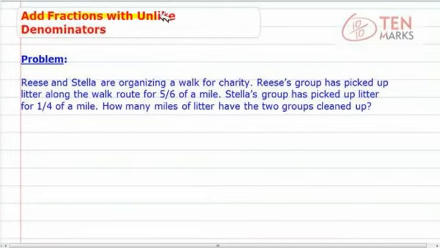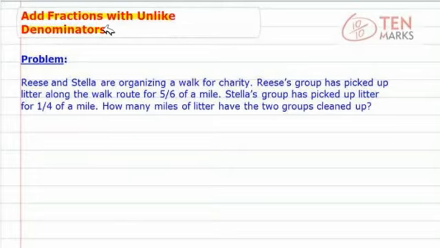Add fractions with unlike denominators. So this problem states that Reese and Stella are organizing a walk for charity. Reese's group has picked up litter along the walk route for 5/6 of a mile. Stella's group has picked up litter for 1/4 of a mile. How many miles of litter have the two groups cleaned up?